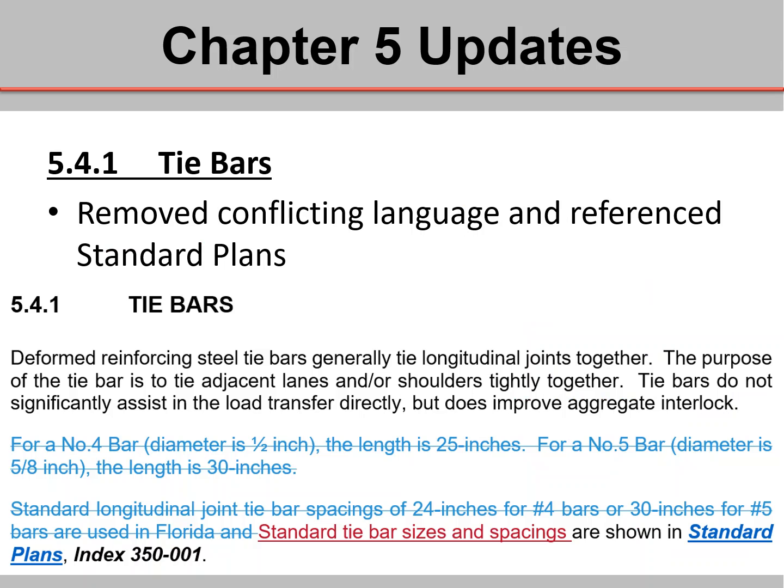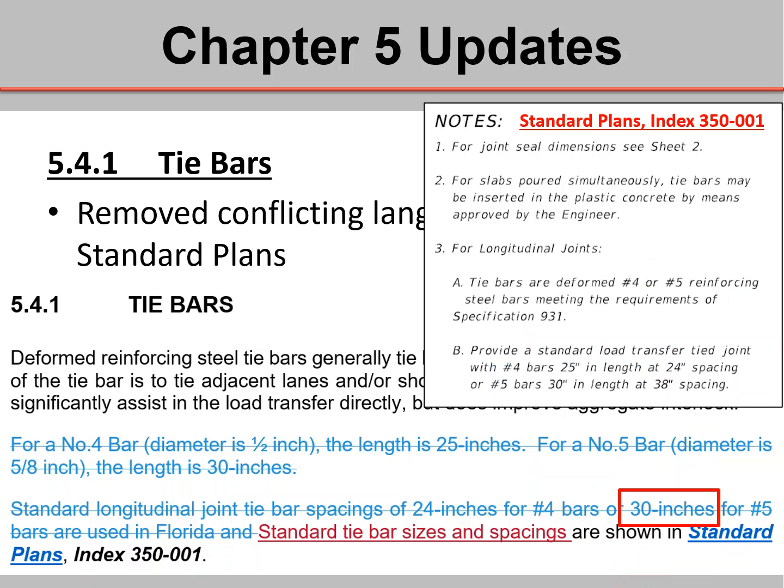The only change we made in Chapter 5 was to the section on tie bars. It was brought to our attention that the information on tie bar spacing in the rigid manual was different from what was noted in the standard plans. As you can see here, the old text that we've deleted says that number 5 bars are spaced at 30 inches. But if we looked in the standard plans, index 350-001, the notes tell us that number 5 bars are to be spaced at 38 inches. So there was a discrepancy between the two documents which needed to be fixed. The index is correct, and instead of correcting the value in the rigid manual, we decided it would be better to remove the duplication. So now we simply refer to the standard plans for standard tie bar sizes and spacings.